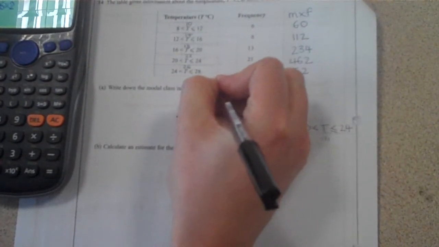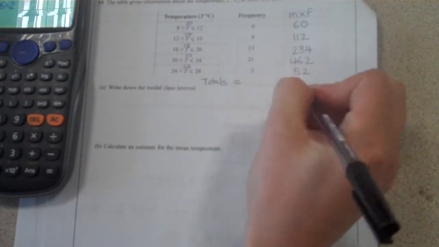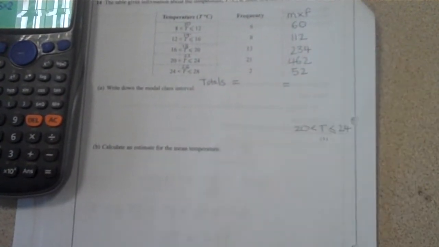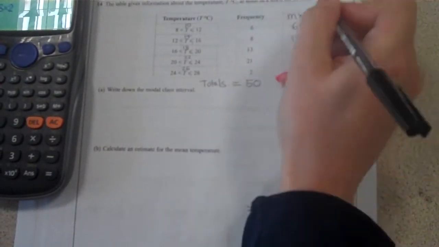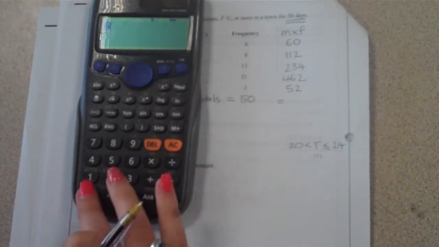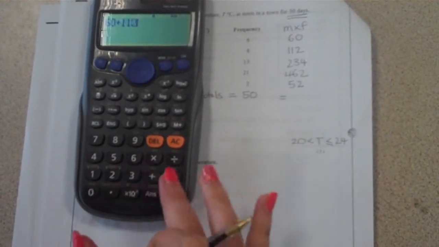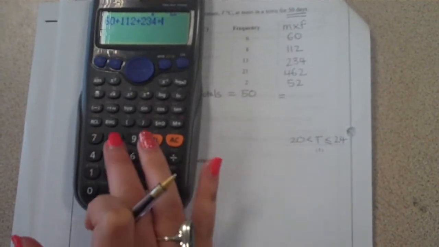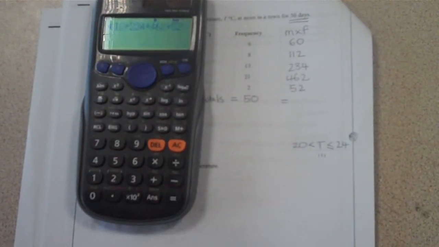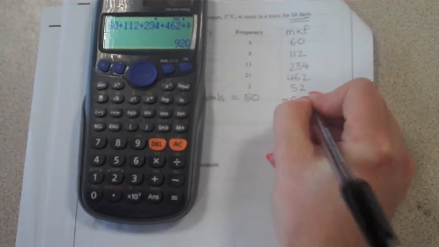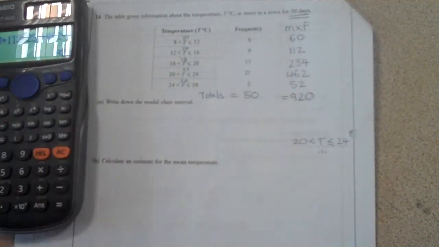Now, it's the totals that is the key to working out my estimated mean. So I need my total frequency, and I also need my total for my midpoint times by frequency. Now, my total frequencies should add up to 50, because I'm told that in the question, but I could add them up from that table just to check. But the real one that I need to be checking on is my midpoint times frequency. So 60 plus 112 plus 234 plus 462 plus the 52, all just entered into my calculator in one go, equals 920.